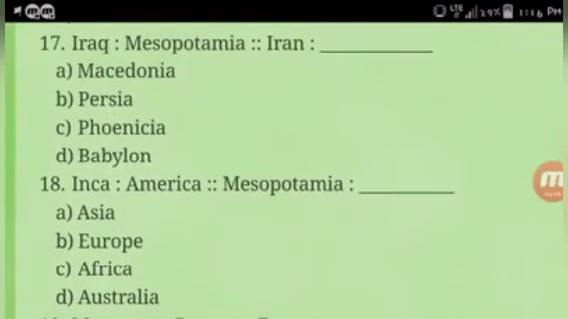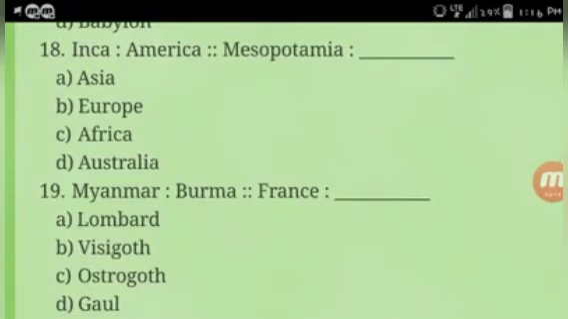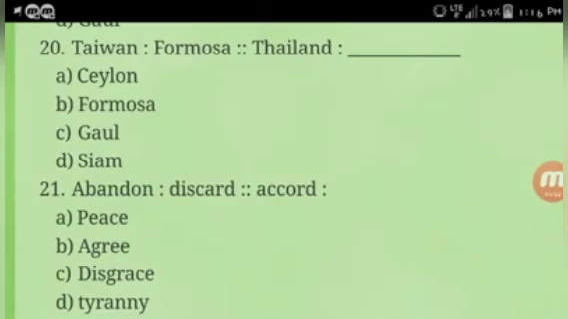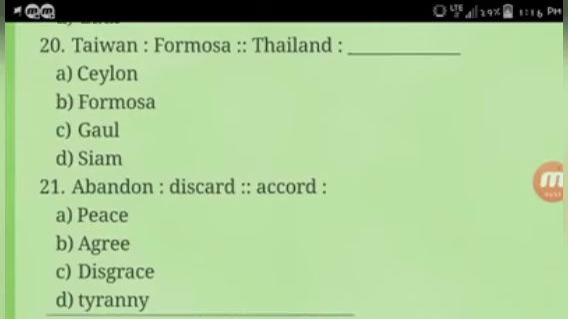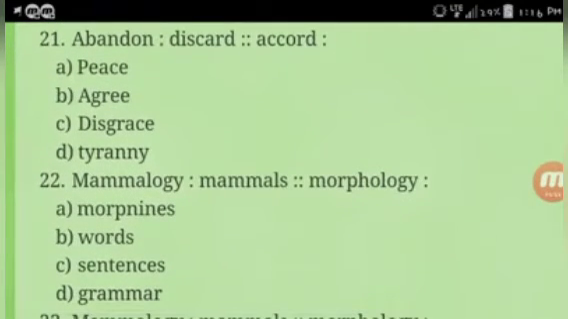Next one, old name of Iraq is Mesopotamia, and old name of Iran is what? That is Persia. Next, Inca is found in America, Mesopotamia is found in Asia. Myanmar's old name is Burma. France's old name is Gaul. Next one, that means actually rooster. The old name of Taiwan is Formosa. Old name of Thailand is Siam. Letter D.